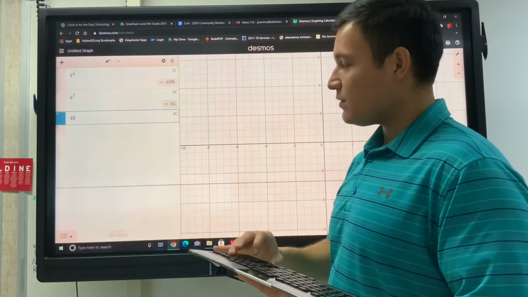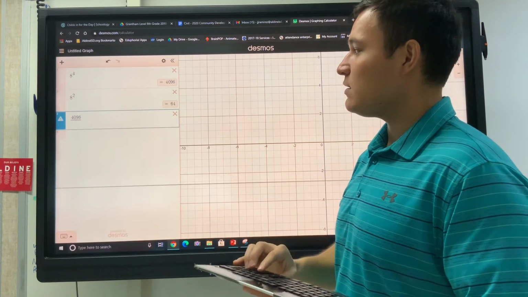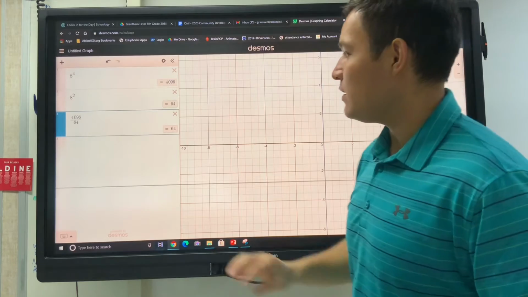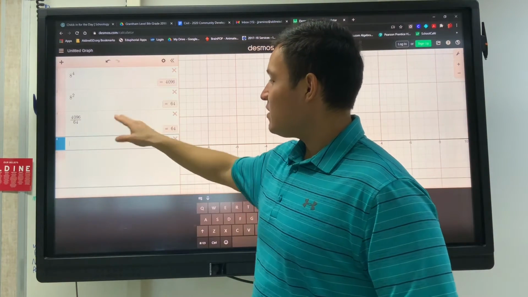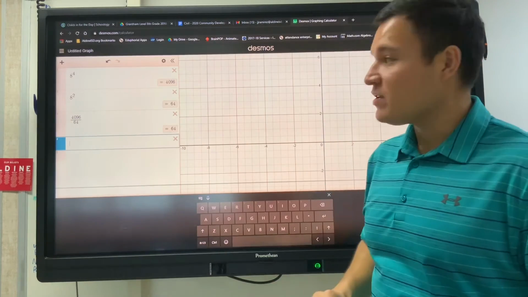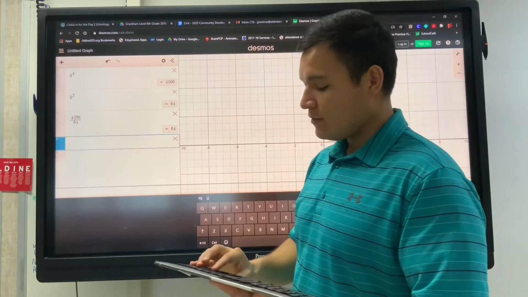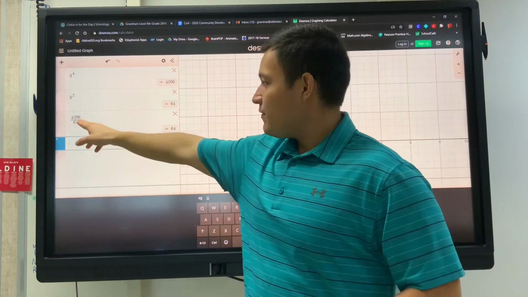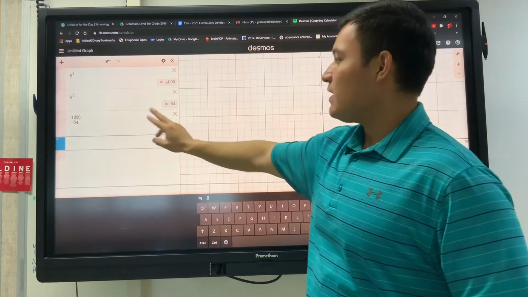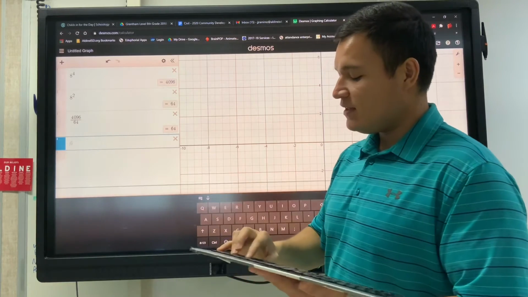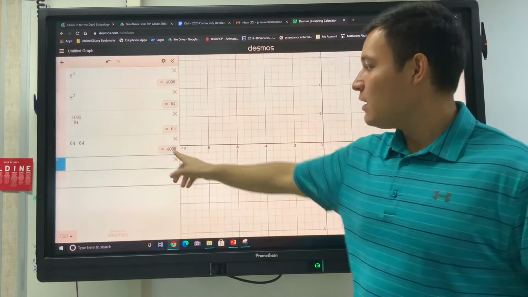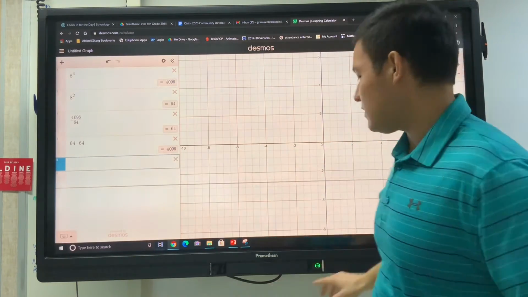Let's do 4,096 divided by 64. The answer is 64. So based off the fact that this 64 showed up a couple times, that means that 4096 divided by 64 had the answer of 64. So if we just rearrange that, that means that 64 times 64 is 4,096.